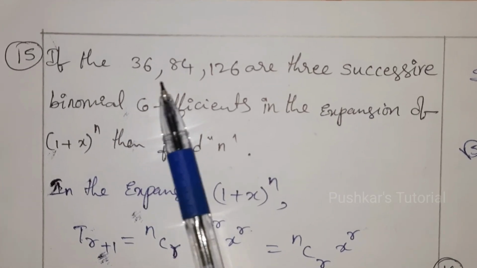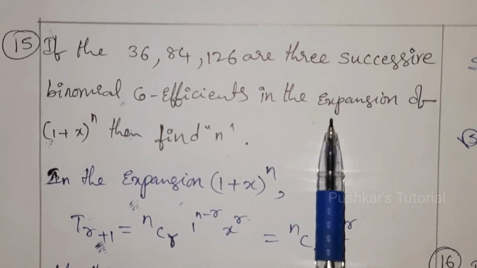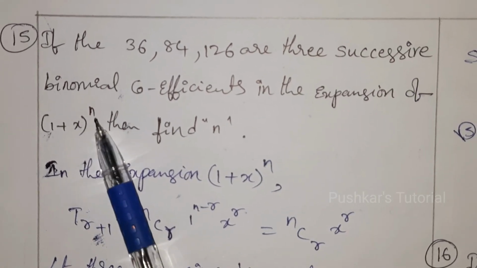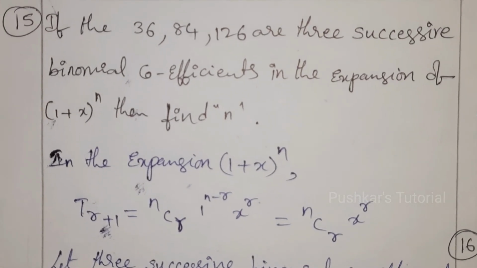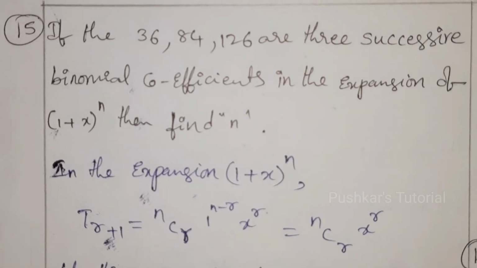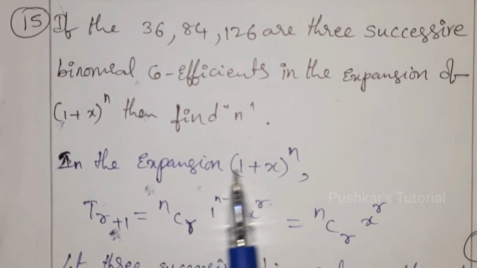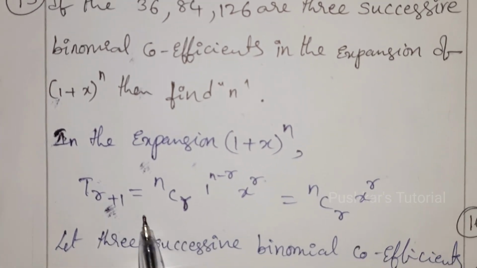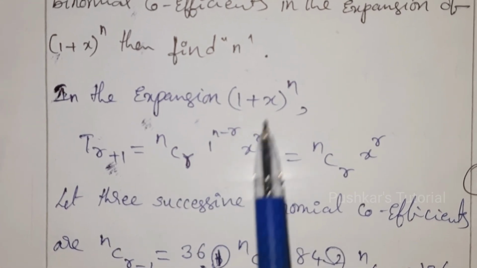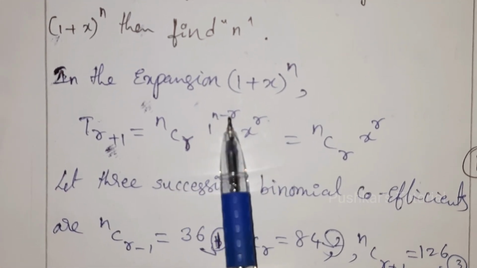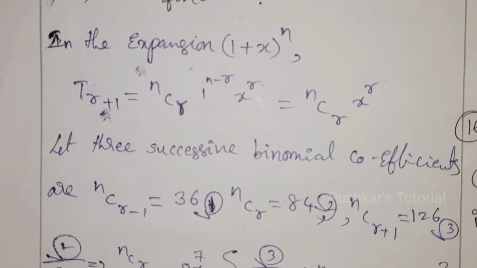If 36, 84, 126 are the three consecutive binomial coefficients in the expansion of (1 + x)^n, then find n. It is like the previous problem, but here x and r are unknown and we only need to find n. In the expansion of (1 + x)^n, T(r+1) equals nCr, first term power n minus r, second term power r. So 1 to any power is 1, and only nCr x^r is left.